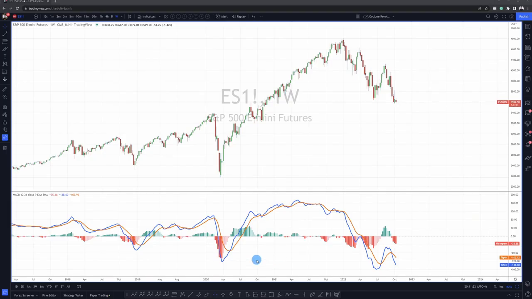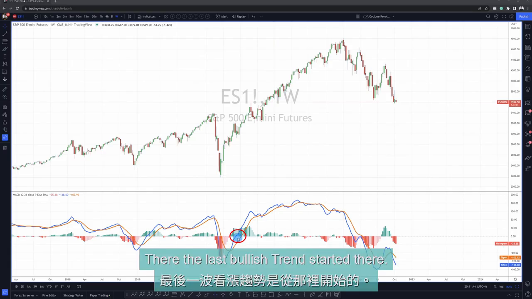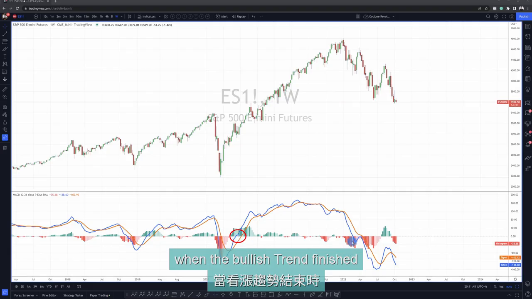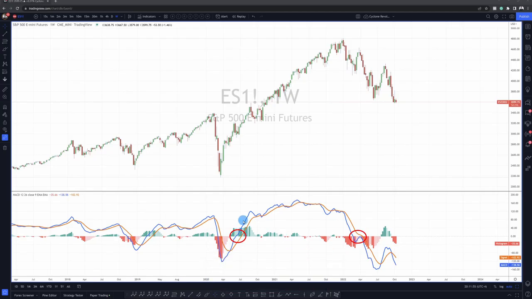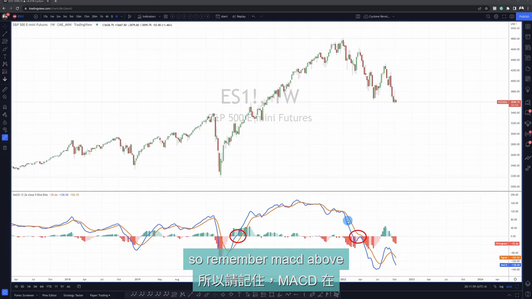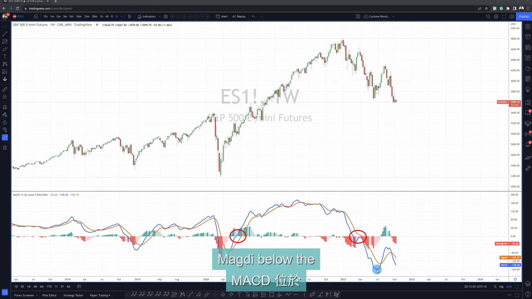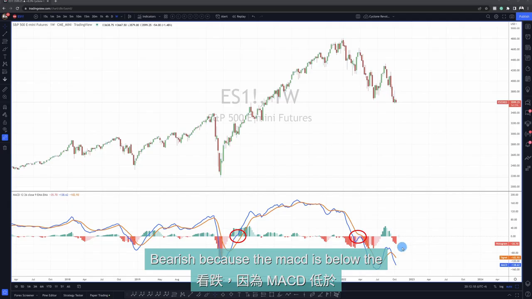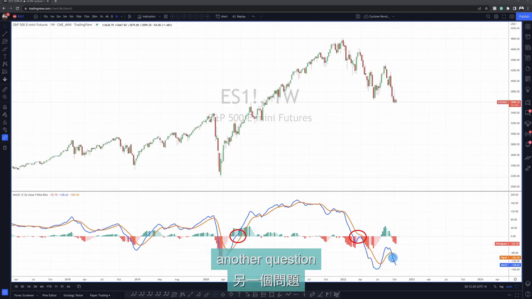And let me ask you something. When the bullish trend started, here, right? The last bullish trend started there. When the bullish trend finished and the bear trend started, here. So remember, MACD above the zero line, market is bullish. MACD below the zero line, market is bearish. Next question, is the market currently bullish or bearish? Bearish, because the MACD is below the zero line. Great.